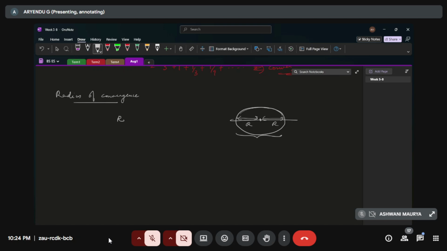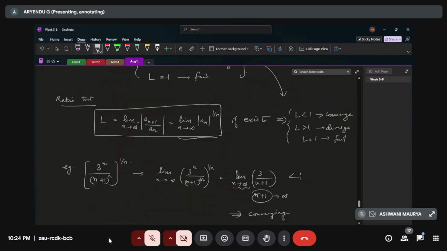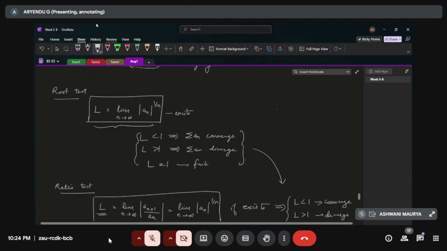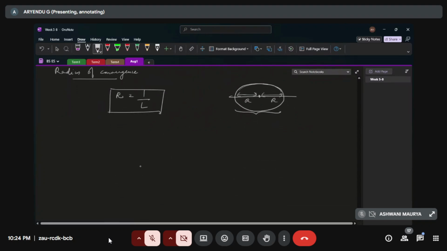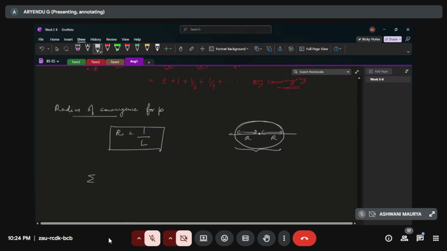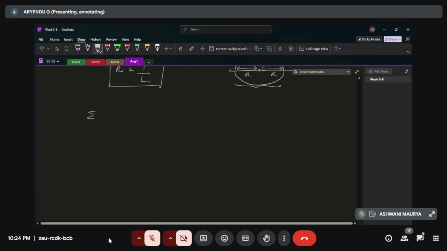So we use the root test itself for finding the radius of convergence. The radius of convergence is usually given by 1 by r is equal to 1 by l, where this l is the same as this l here. Usually this root test is used, not this one. The root test is used for finding the radius of convergence, and it is applicable for power series. So basically the radius of convergence is equal to 1 by L, and this gives us the range in which the value of x will belong if the power series is converging.